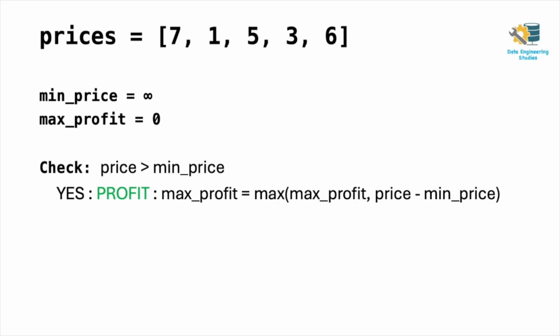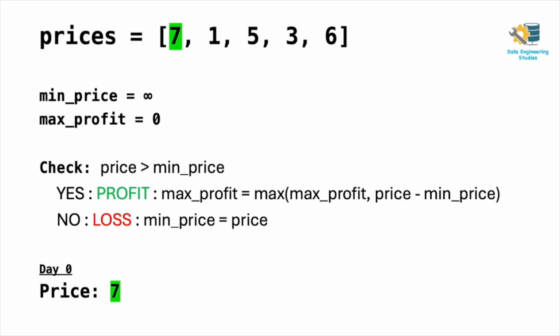If the price is less than the minimum price, then it is a loss. We will update the minimum price with the new price and we will iterate to the next element. I hope it makes sense. Let's iterate through this list. On day 0, the price is 7. We will check if the price is greater than minimum price. In our case, 7 is not greater than infinity. It is a loss. So we will update minimum price as 7.